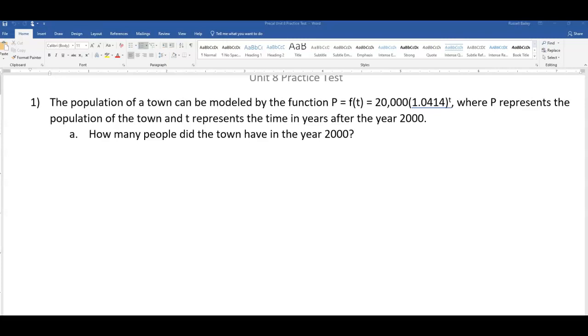Let's go ahead and begin here. I'm going to go through all of them. This time I am going to ask you guys to do all the problems on the study guide. So let's go ahead and get started.